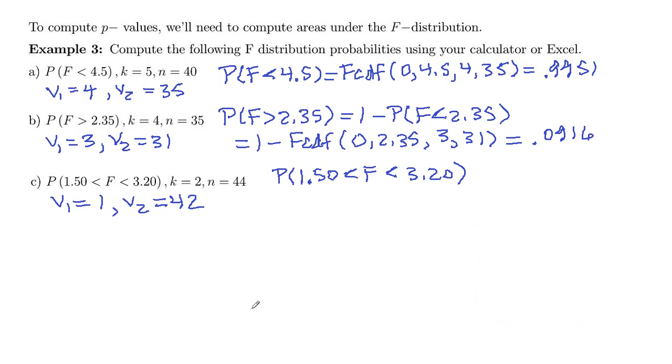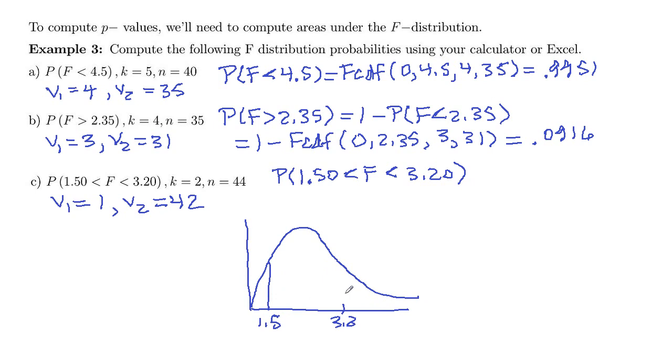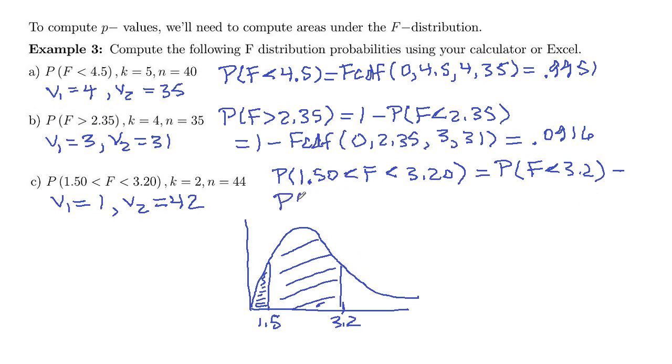So let's sketch a picture here. So we got our F distribution. And then we want between 1.5 and 3.2. So we want that area there. So what we're going to do is find the probability that F is less than 3.2. So that would be everything to the left of 3.2. And then we are going to subtract off the area to the left of 1.5 right there. So minus the probability that F is less than 1.5.